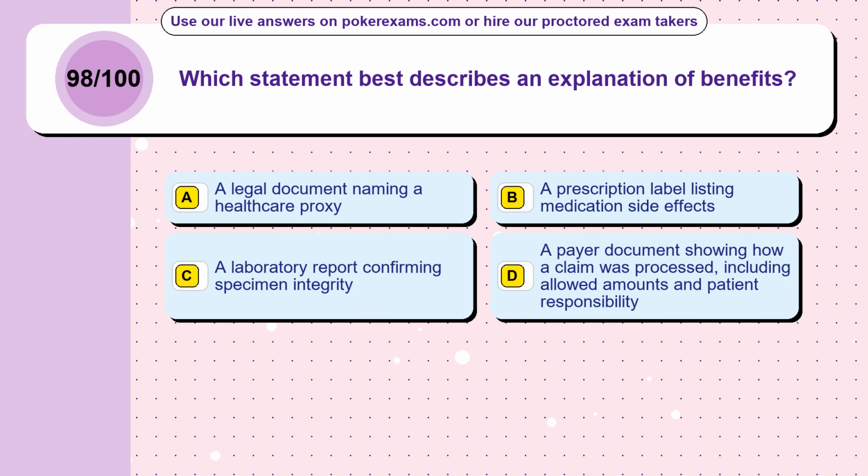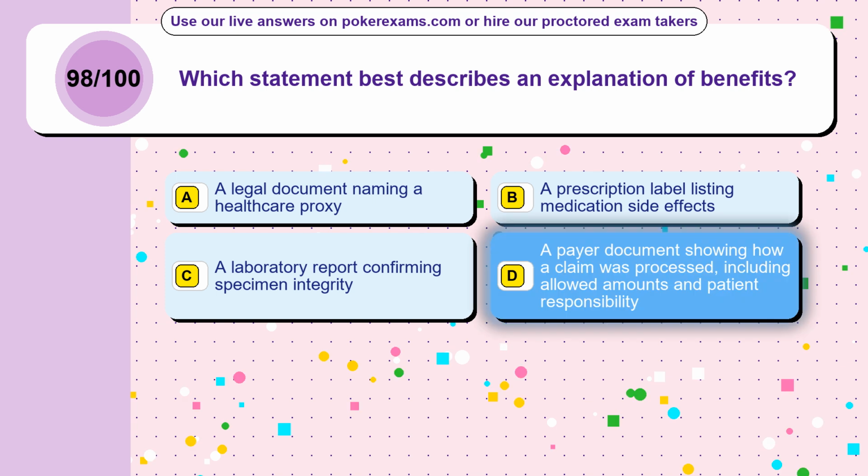Question 98. Which statement best describes an explanation of benefits? Option A, a legal document naming a healthcare proxy. Option B, a prescription label listing medication side effects. Option C, a laboratory report confirming specimen integrity. Option D, a payer document showing how a claim was processed, including allowed amounts and patient responsibility.